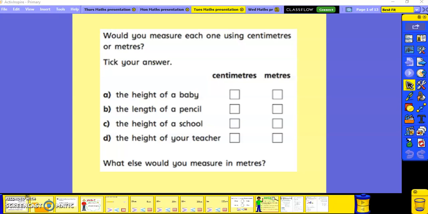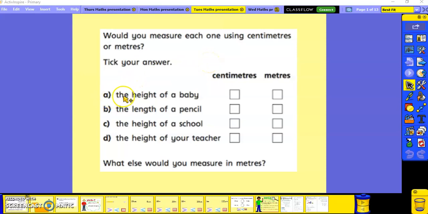So for a bit of a warm-up this morning, I would like you to have a think about the answers to these questions. So pause it after each one that I ask, okay? So would you measure each one using centimetres or metres? So tick your answer. So you could write these down on a piece of paper, or you could just have a think about what your answer would be.